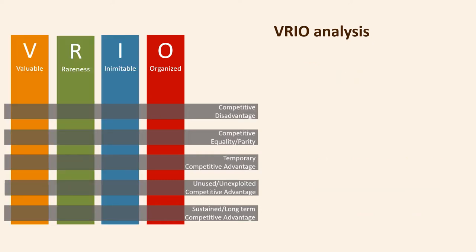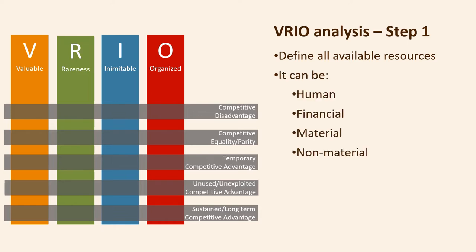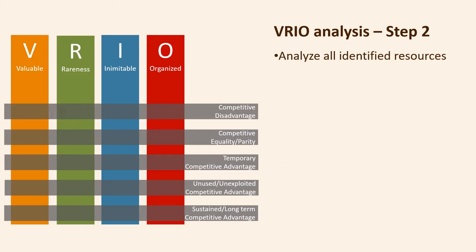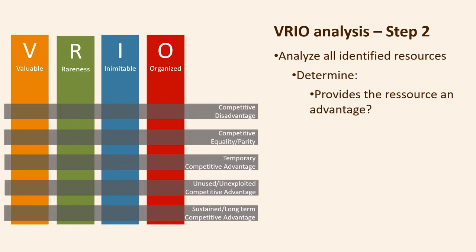Now, let us take a look at how you can perform the 4 steps of a VRIO analysis. The first step is to find and define all available resources to the business. The resources listed can be human, financial, material, and non-material. Each identified resource is briefly described. The second step is to analyze the resources found. Analyzing each resource allows us to determine whether the company has an advantage or not with a resource. We therefore use the VRIO analysis for the assessment.